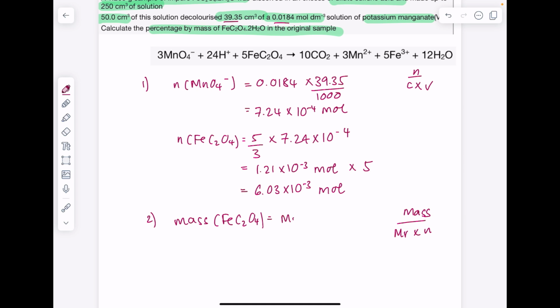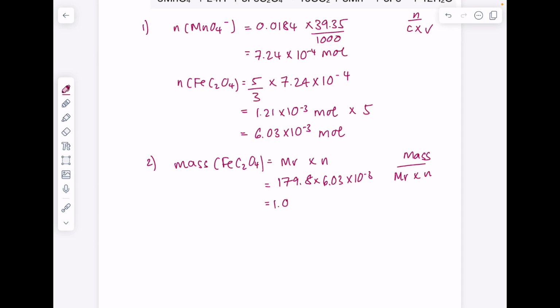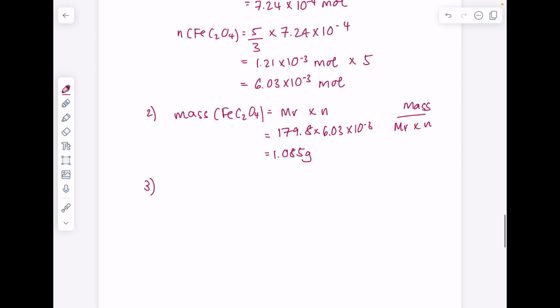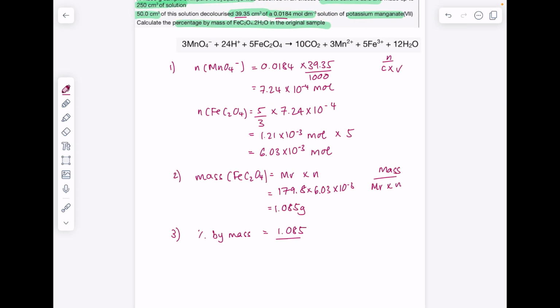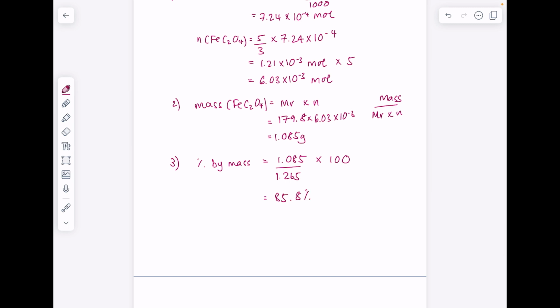So we're doing MR times number of moles. You need to use your periodic table to find the MR of this. It will come out as being 179.8. And then finally, to find the percentage of the hydrated FeC2O4, we're going to do the mass we just calculated over the original mass, 1.265, times by 100 to get a final answer of 85.8%.